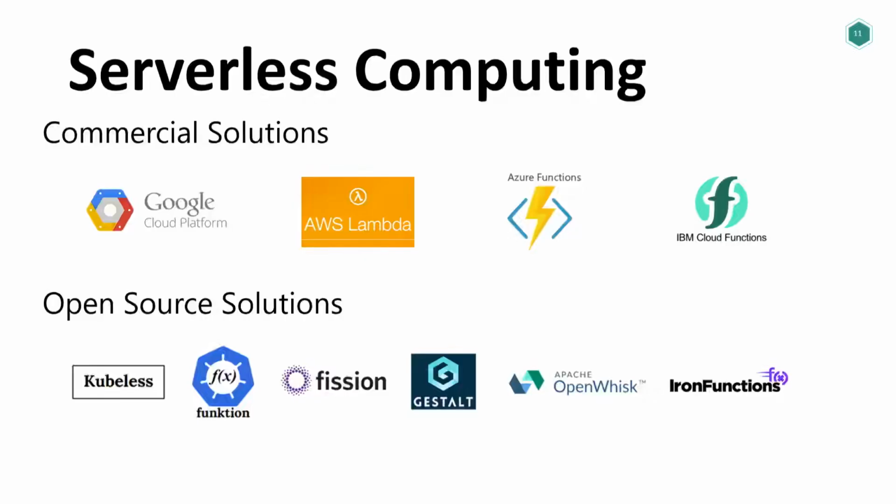Let's see what we have out there today. We have the commercial solutions that most of you probably know. Google has one, Amazon, Microsoft, and IBM. There are also many open source solutions, Fn Project, Gestalt, Iron Functions. Each one of them has its own pros and cons, but it really shows that serverless is here to stay. It's adopted by both the server givers and users and vendors, and it's here to stay, for sure.